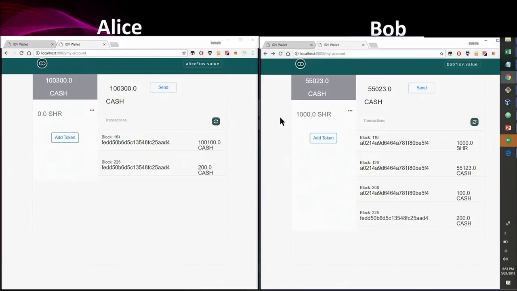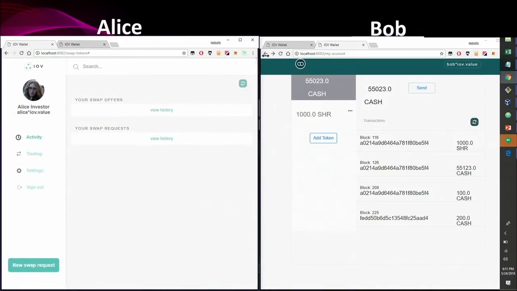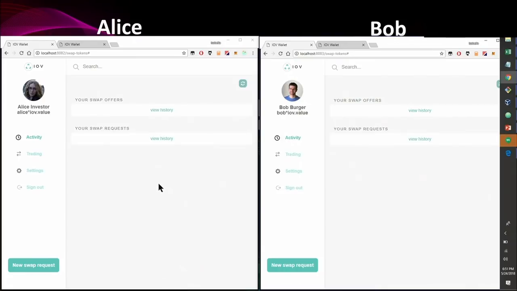Here we have Alice and Bob. Alice is on the left, Bob is on the right. They're both blockchain users, and Bob uses blockchain to manage his assets. In this case, Bob uses blockchain to indicate shareholders in his business. Bob wants more funding, and Alice wants to invest in Bob's business.